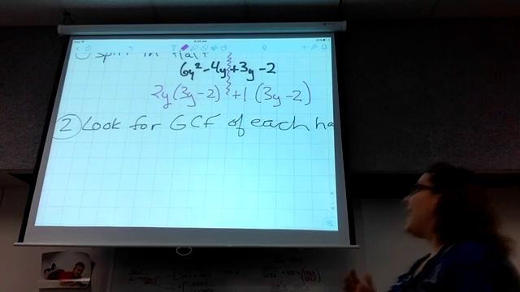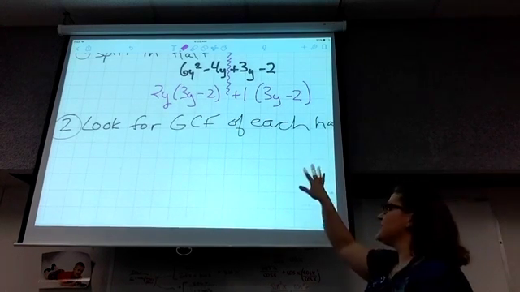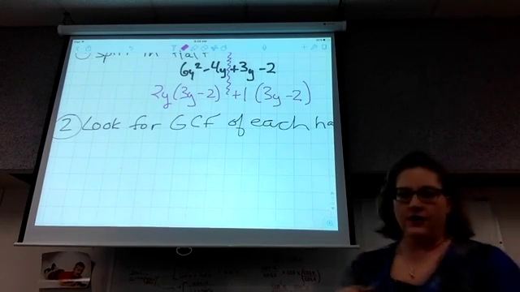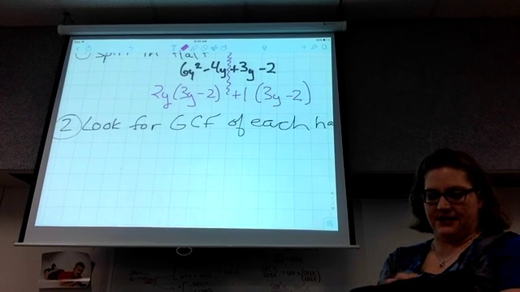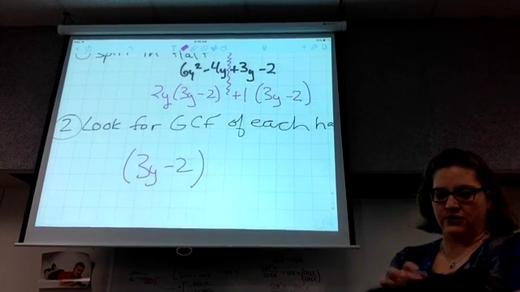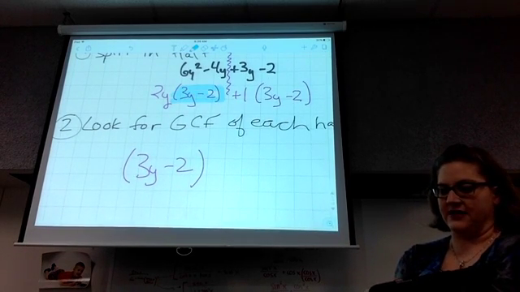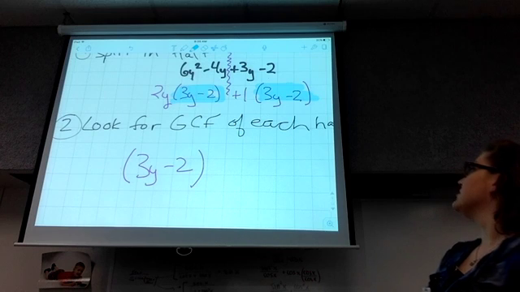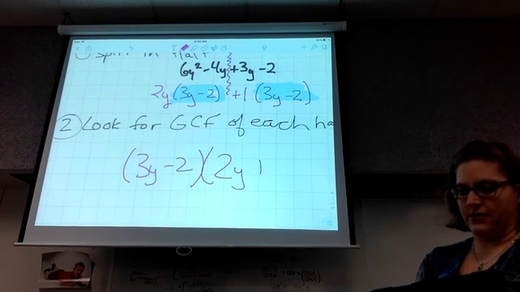Okay, what we have is everything in the parentheses is the same. Do you notice that? So if you look at each half, each of these is the same. So what they now have in common is this 3y minus 2. Right? Now this is the greatest common factor of those two terms. And what we're left with is a 2y plus 1.